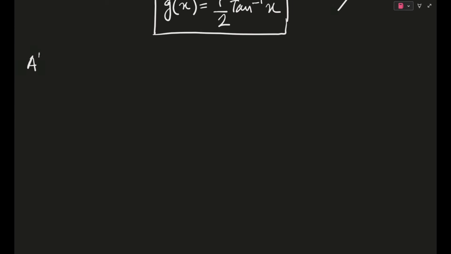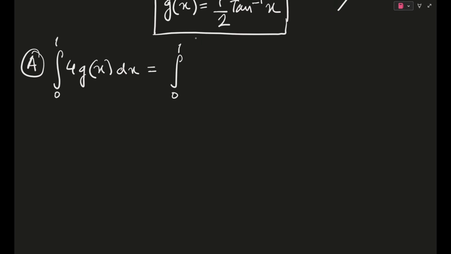Option number 1 basically says integral 0 to 1 of 4 times g of x dx, and we have to find this. So this is integral 0 to 1 of 4 times g of x dx, meaning 4 and 2 will get cancelled, so 2 outside, and this will be tan inverse x dx. Evaluating this is not a very difficult task. This will be absolutely simple by parts. Here there will be a 1, and this is your tan inverse x.